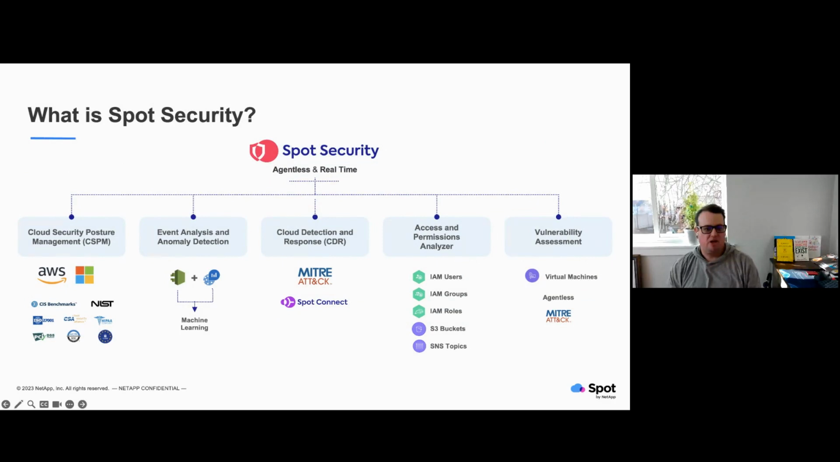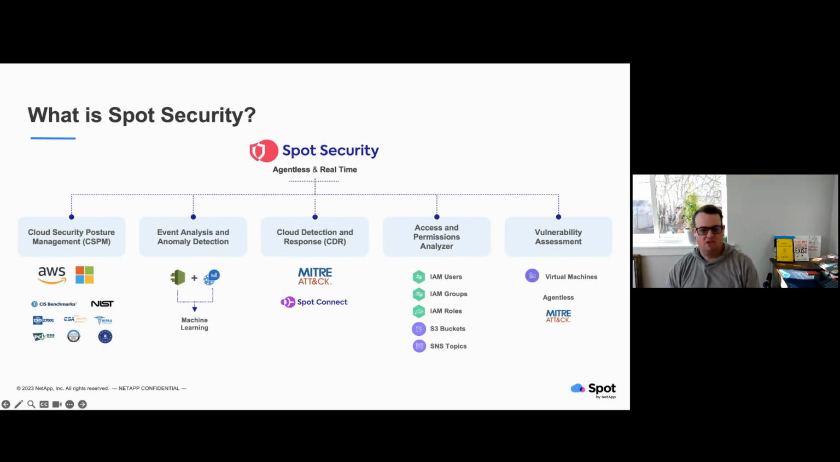We make sure that we're watching your cloud security posture. We take in the CIS benchmarks, we take in NIST, we take in ISO, we take in the HIPAA HITRUST, the PCI, all these framework compliance, and we put them into our proprietary tool that allows you to do event analysis and anomaly detection that we run through a machine learning algorithm. Then we add the MITRE ATT&CK framework and our Spot Connect tool to do your detection and response.